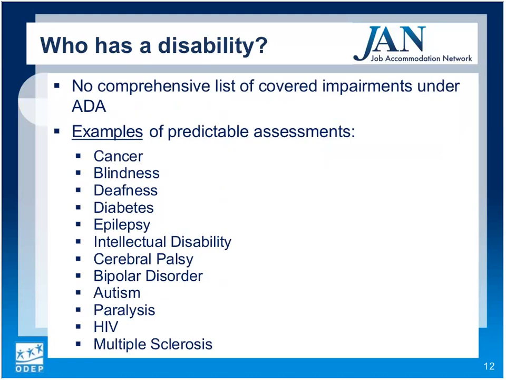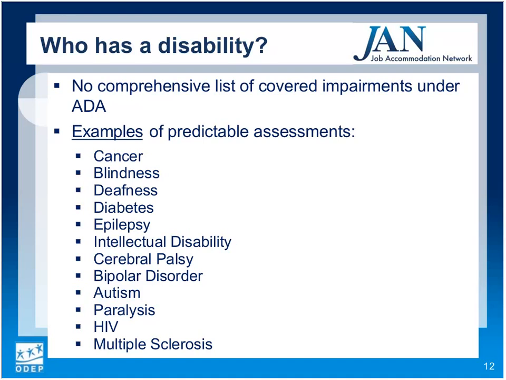So this is the general definition and what we need to remember when we're thinking about who has a disability. There's no comprehensive list of covered impairments under the ADA. A lot of times people will call and say, is this particular disability a disability? And we really can't answer that question. It's something that you have to look at on a case-by-case basis. However, there are some kinds of impairments that will virtually always result in a determination of disability, and these are what's known as predictable assessments.